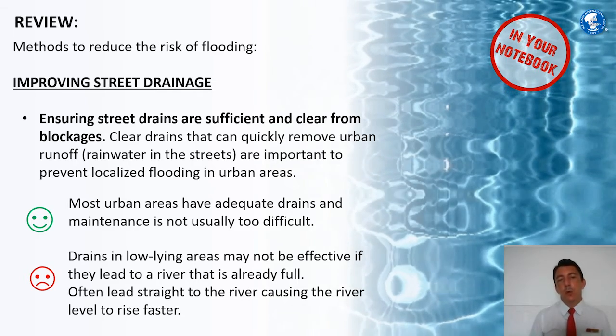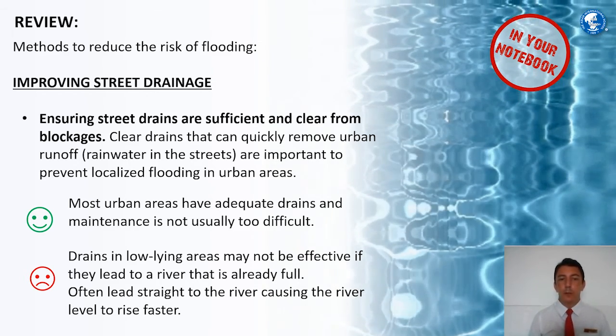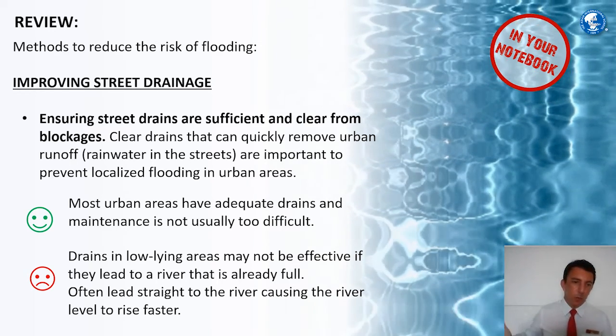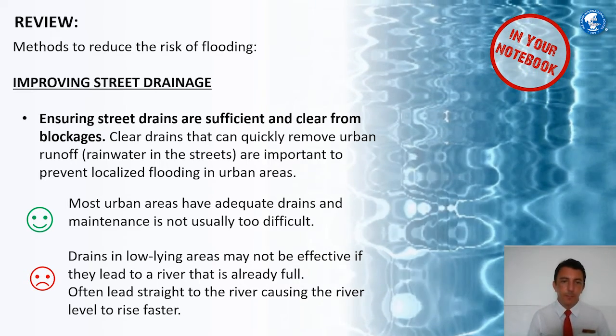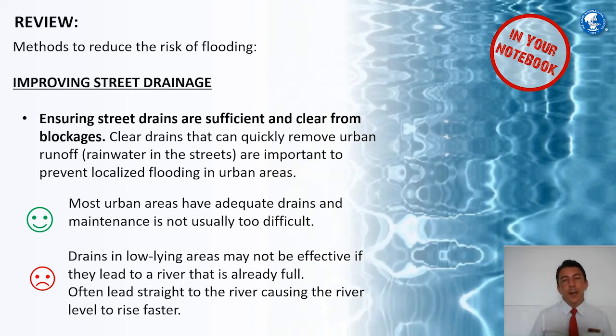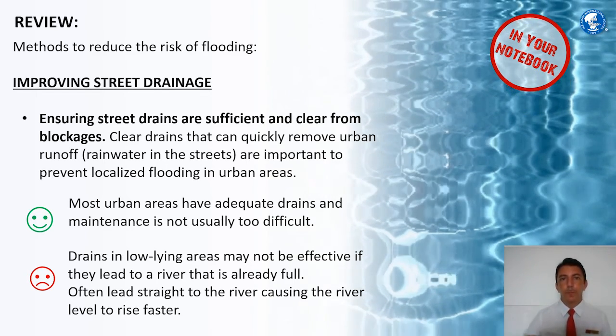However, drains in low-lying areas may not be effective if they lead to a river that's already full. So this will cause the drains to back up and water will come back out onto the streets. Also, these drains often lead straight to the river, and this will cause the river level to rise very quickly and it may overflow.